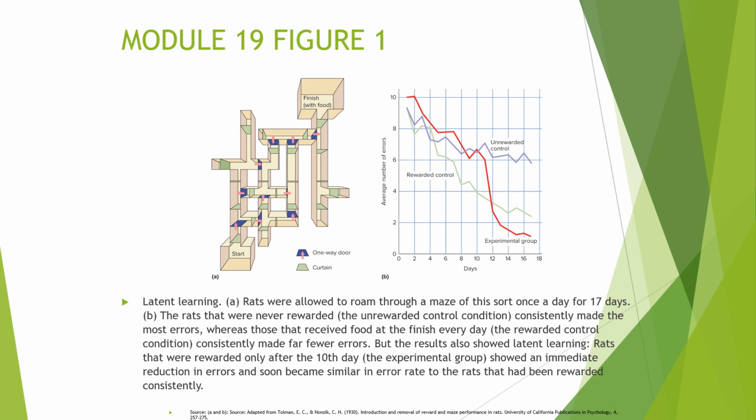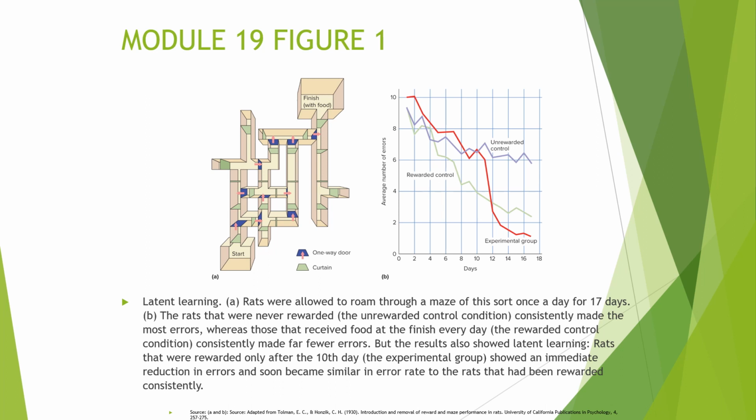So it shows latent learning. In letter A, this maze, the rats were allowed to roam through a maze of this sort once a day for 17 days. Okay? They were not reinforced. They were just allowed to roam through this maze for 17 days. The rats were never rewarded consistently.